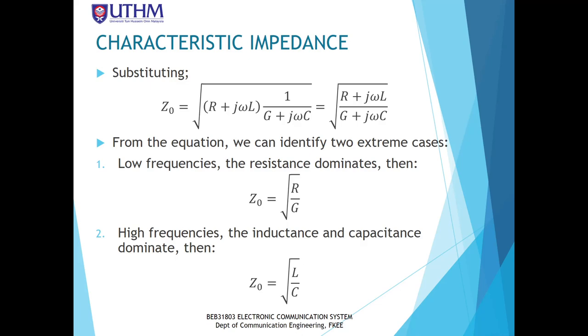So there are a few formulas to calculate the characteristic impedance. The first one is the general equation to calculate the characteristic impedance of a transmission line, which is equal to the square root of R plus j omega L divided by G plus j omega C. Omega is equal to 2 pi f.